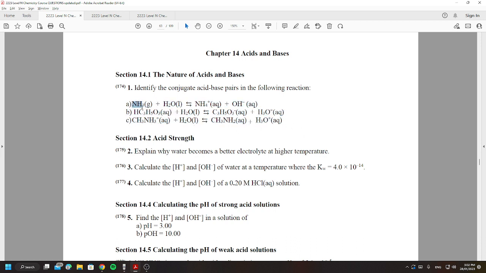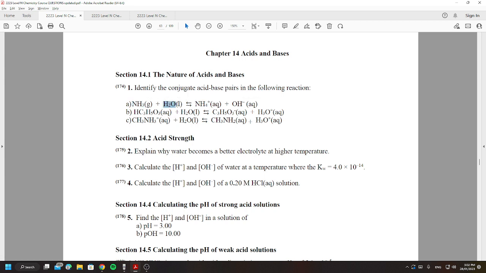So we have NH3. This is our base in this case. We can see it became NH4 plus, right? So it accepted a proton. So we know bases are proton acceptors, acids are proton donors. So in this case, NH3 is the base, therefore NH4 plus is going to be the conjugate acid. It's the opposite of what NH3 is. NH3 is a base, therefore NH4 plus is an acid, so conjugate acid.